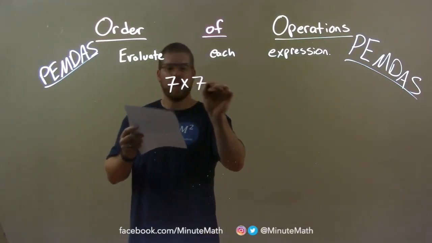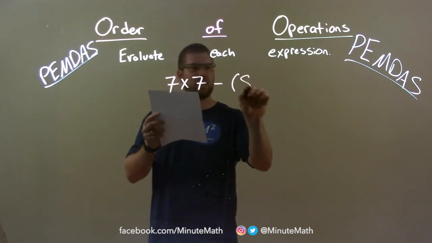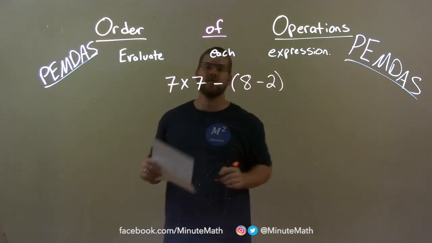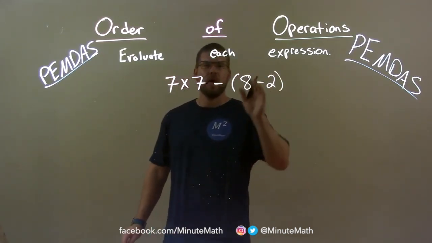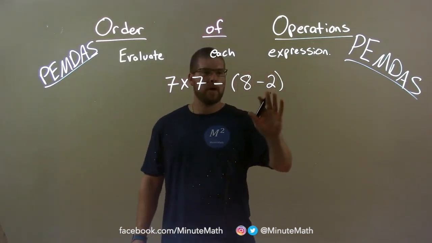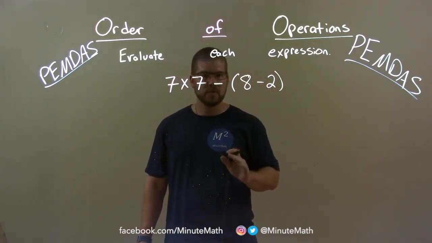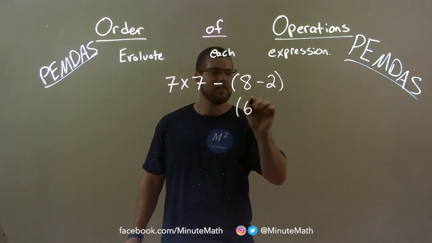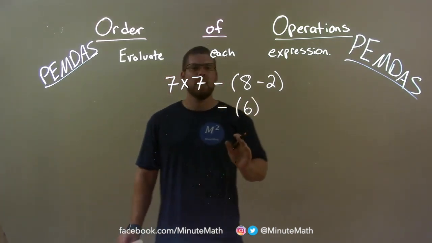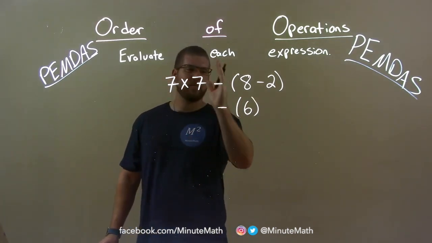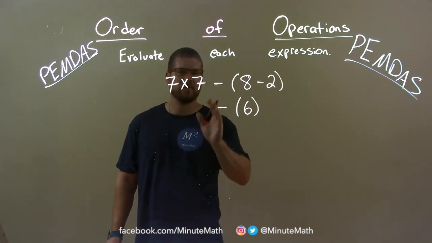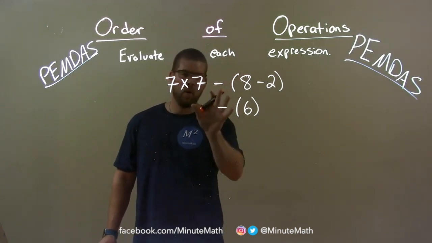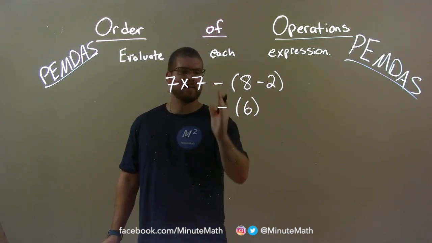7 times 7 minus 8 minus 2, and 8 minus 2 is in the parentheses. Okay? First thing we have to deal with is our parentheses. 8 minus 2 is 6. So we have 6 right there and subtraction. Now, we know that this part here is separated by a subtraction sign, and so sometimes I like to do 2 steps in one. That's the way I like to do it, knowing that it's going to be separated.